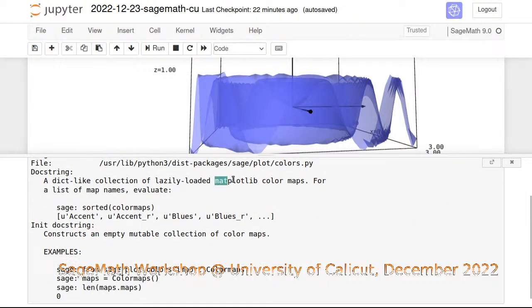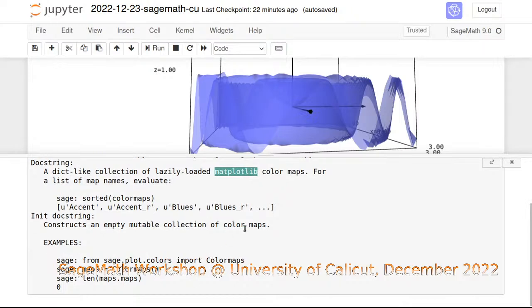We can see from here that Sage is actually making use of a Python library called matplotlib. Not exactly a Python library, Python is also making use of this matplotlib. That's another library. So for getting different types of colorings, we can make use of these color maps.